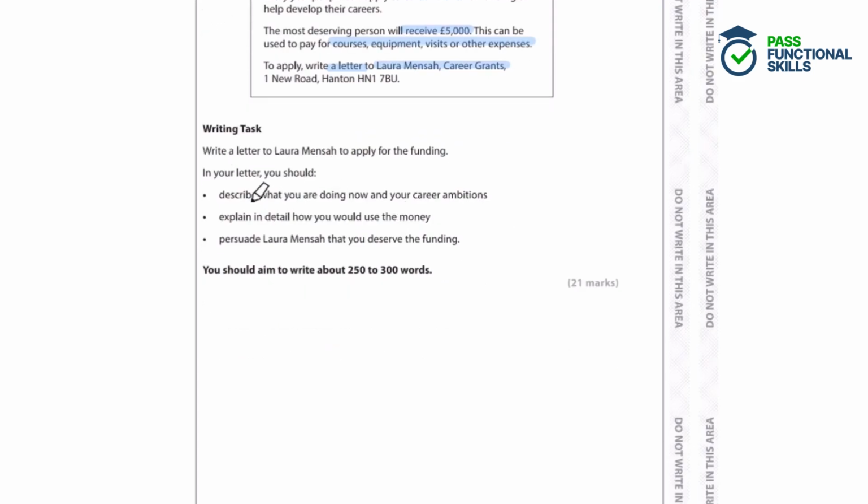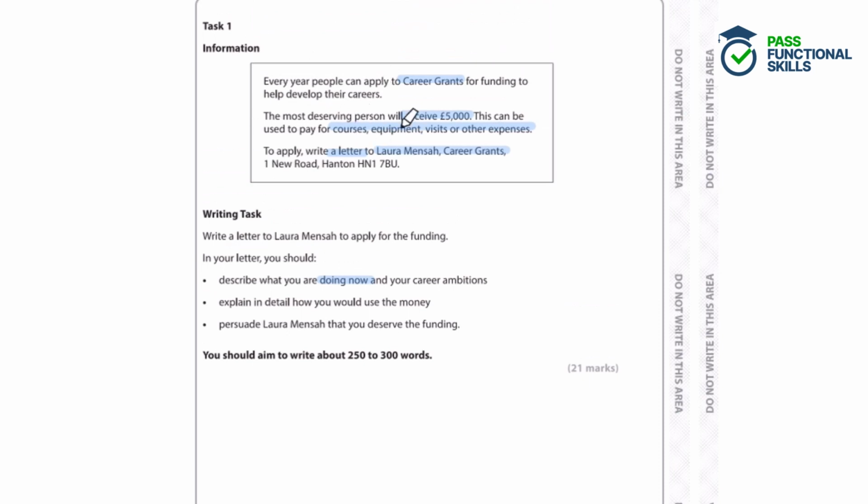In our letter we need to describe what we're doing now. So what, in terms of our career, are we doing? Are we doing any courses at the moment? Are we going on educational visits? What kind of work experience are we getting? And what are our career ambitions? So what do we want to do in the future?